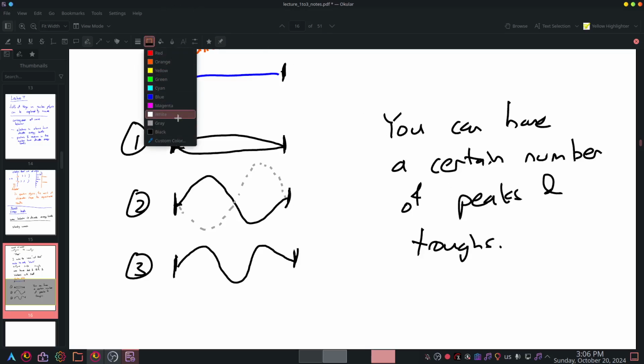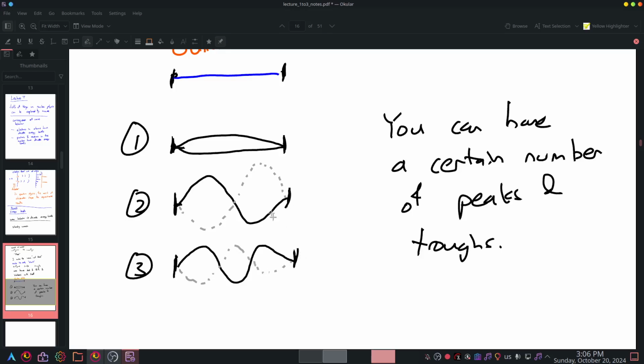You can only have a certain number of peaks and troughs, and these are integer multiples, all right? Let me do this in blue. You see over here, there's only one so-called vibrating thingy. Over here is where the peak and trough happens, and then here is where that peak and trough happens.